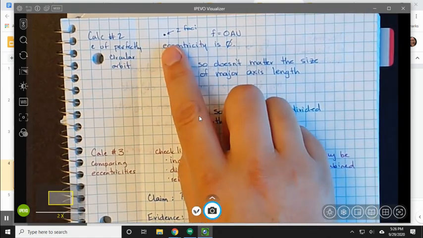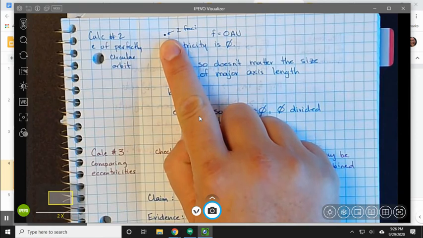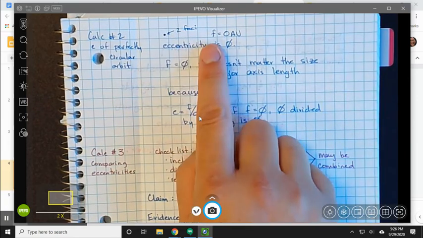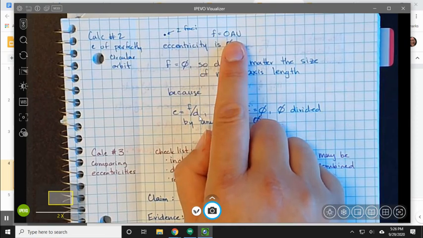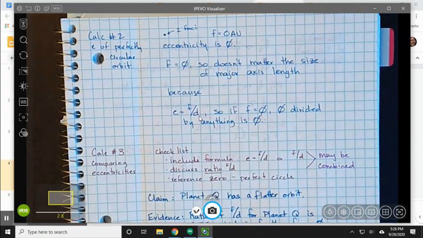So let's consider what happens if you have two foci on top of each other. If you've got two foci on top of each other, what's the distance between them? It's 0. It would be 0 AU. There's no distance between them. They're right on top of each other. So in this case, I'm going to tell you that the eccentricity is 0. That would be my claim.